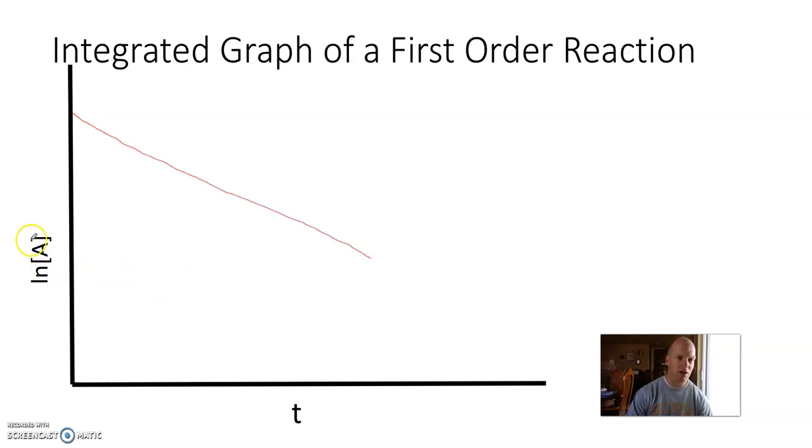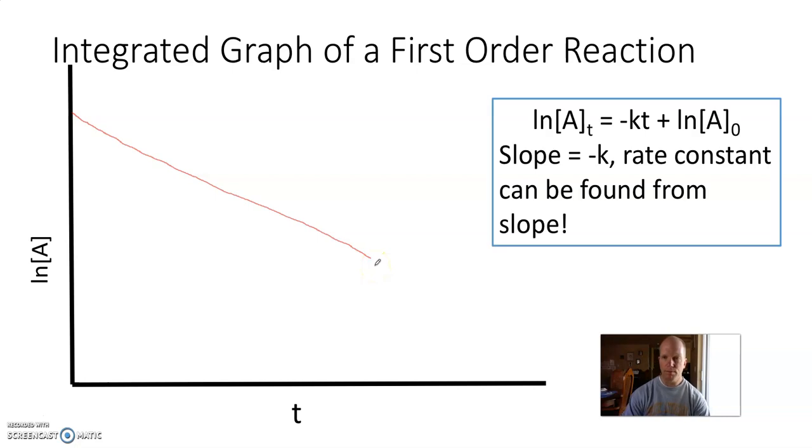And that's when we graph the natural log of A versus time. If it's first order, it's a straight line with a negative slope. Okay? Now what that means is this, right? Since negative K is the slope, the rate constant can be found by finding the slope of the line. Kind of nice, isn't it?